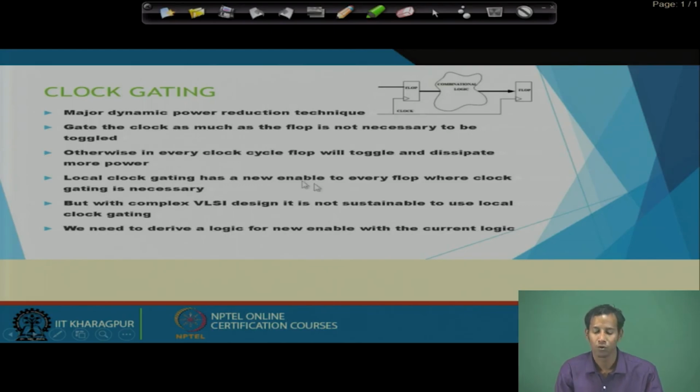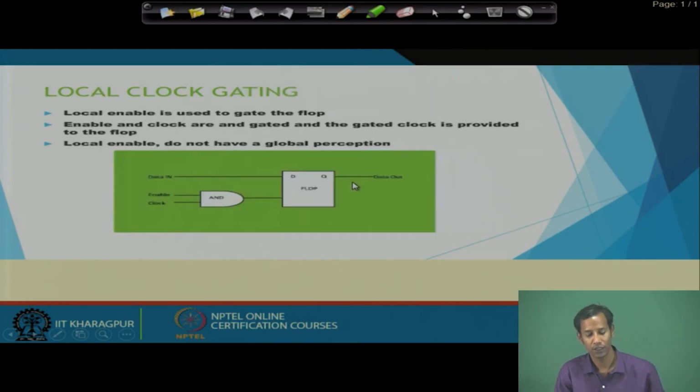So, what is local clock gating? A local enable is used to gate the flop, and the enable and clock are ANDed and the gated clock is provided to the flop. The local enable does not have global perception. That means this particular enable signal will come depending on the corresponding condition.